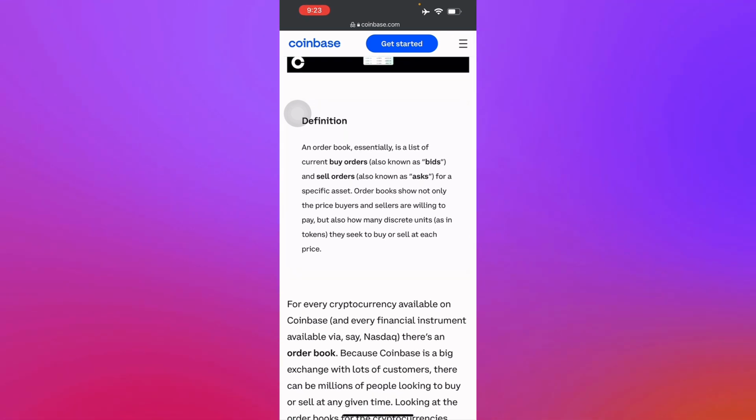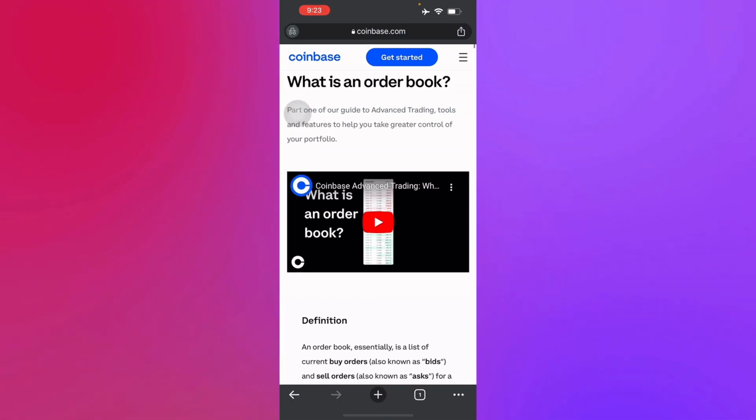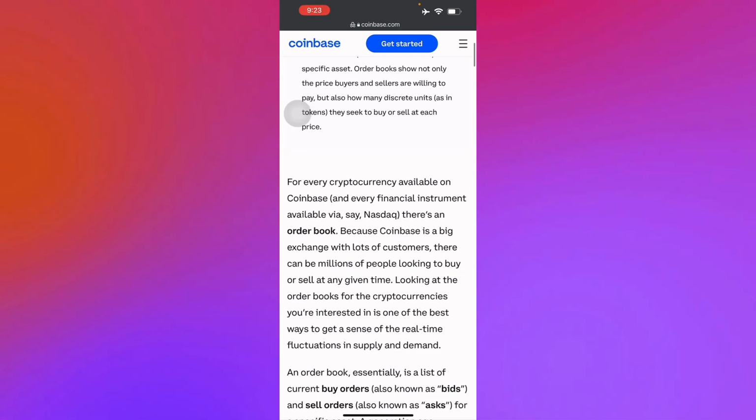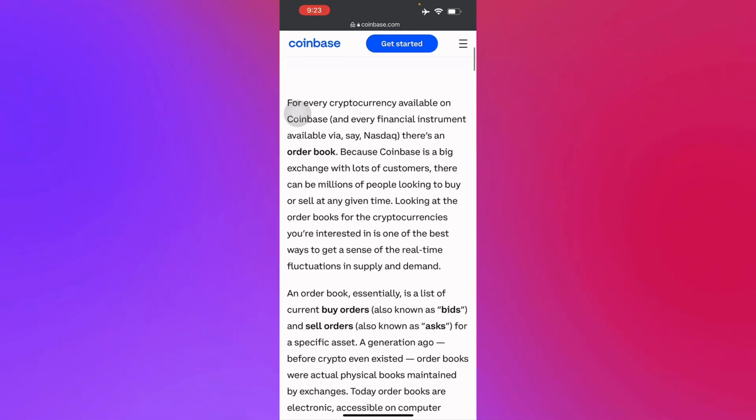The definition of an order book is essentially a list of current buy orders, also known as bids, and sell orders, also known as asks, for a specific asset. Order books show not only the price buyers and sellers are willing to pay, but also how many discrete units, as in tokens, they seek to buy and sell at each price. And as you can see here, there's also a guide on what an order book is.